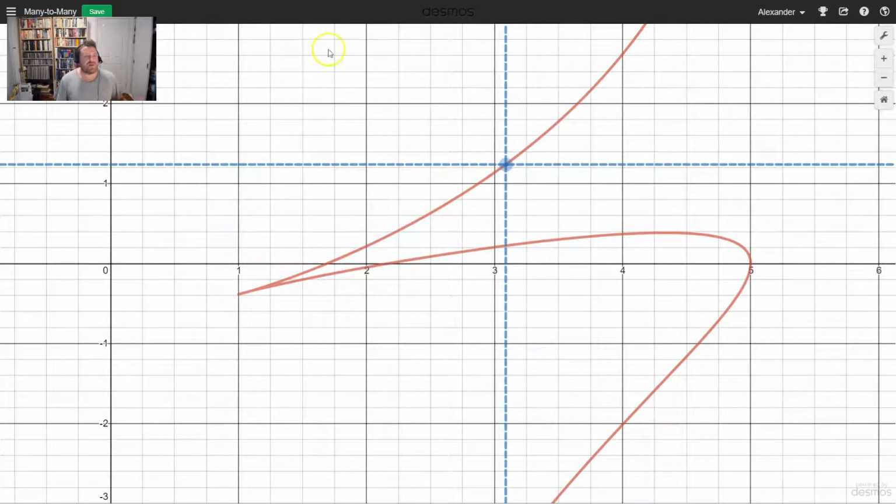So these are probably the most rare ones you're going to come across. Where you'll see this most often is actually probably in circles. So circles and ellipses are an example of a many-to-many relationship.